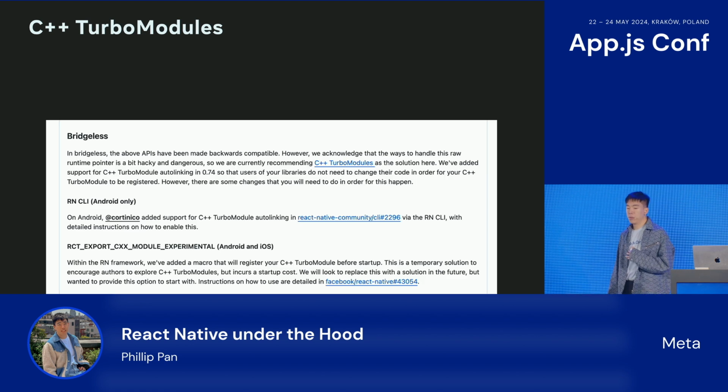At the moment, the stable API for C++ TurboModule registration is in the app layer. We don't officially support auto-linking yet. However, in 0.74, we've introduced experimental APIs for C++ TurboModule auto-linking. Please check out this post in the new architecture working group if you're interested in these APIs.